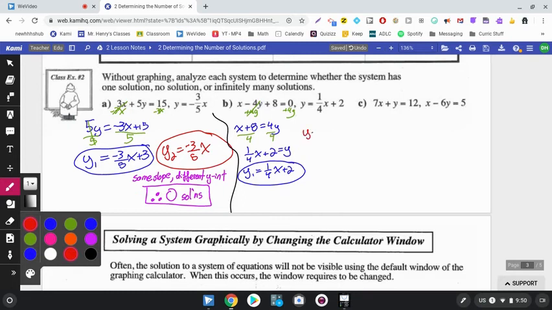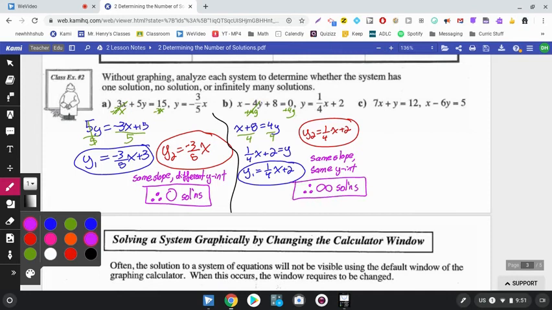Second one, it's already good. 1/4 x plus 2. You take a look at that and you say, well, wait a minute. Same slope. 1/4 is my slope. And it's even the same y-intercept. This is the same line. They're on top of each other. You would have an infinite amount of solutions. If I have the same exact equation, I know it's an infinite amount of solutions.